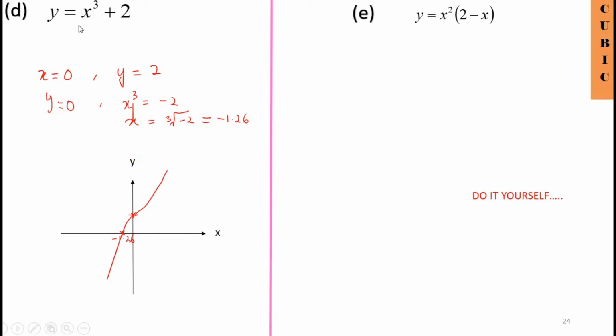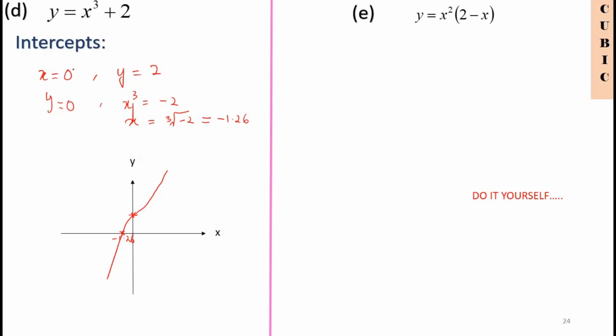Now, cubic function. So we have the function y equal to x cubed plus 2. Again, you have to find the intercepts. How to find the intercepts? You just substitute in x equal to 0 and another one is y equal to 0. When you substitute x equal to 0, you get y is equal to 2. When you substitute y equal to 0, then you get x is equal to negative 2.